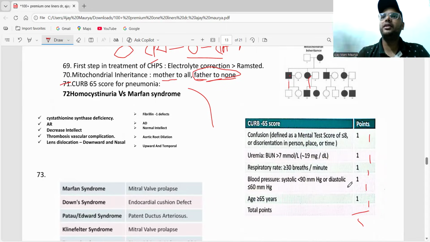3 to 5, you have to admit to the ward. Less than 3, nothing. Just tell him to go home. Okay. Next one, homocystinuria versus Marfan syndrome.